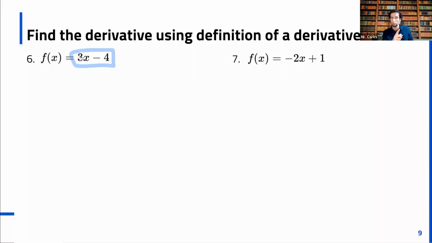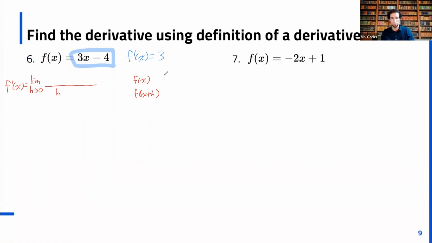So let's start. With our shortcut rules, what should the derivative of this thing be, if we remember? Just three. Right, f prime of x should be equal to three. Okay, let's use our definition of a derivative and see if we can get that same result. So f prime of x is equal to the limit as h approaches zero of, we need an f of x and we need an f of x plus h, and on the bottom it's just h, that's very easy. So a bunch of stuff over h.